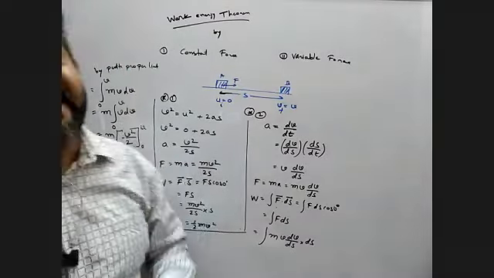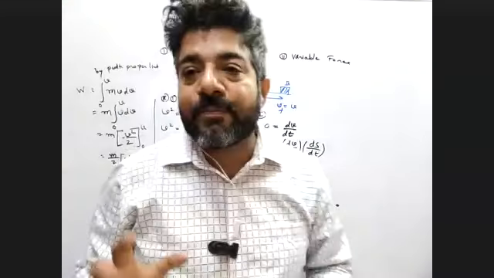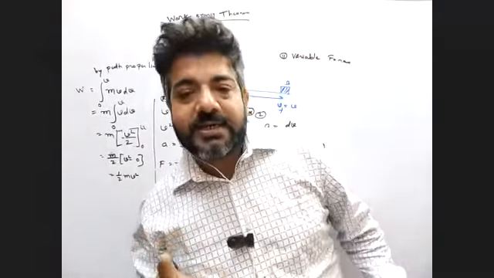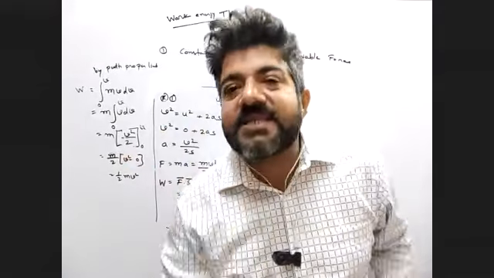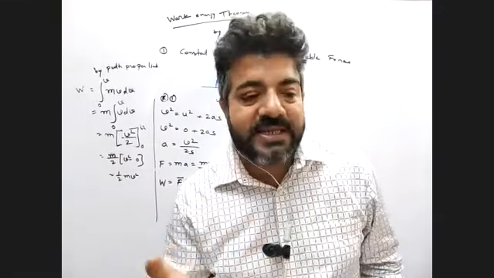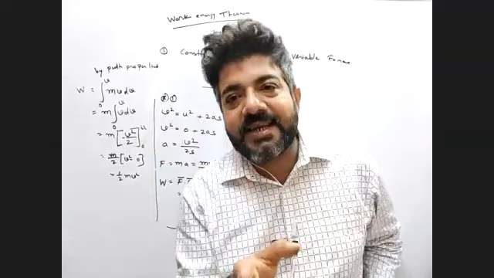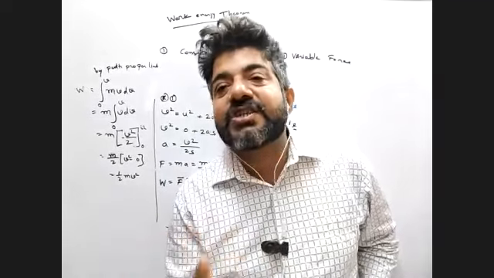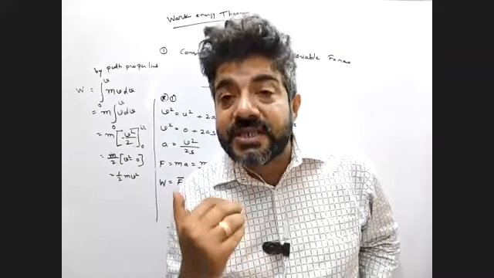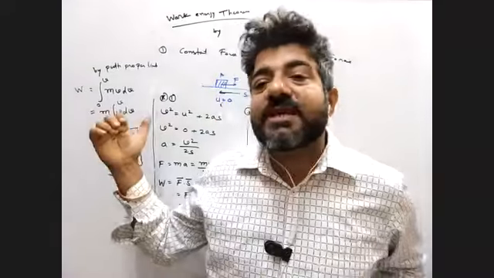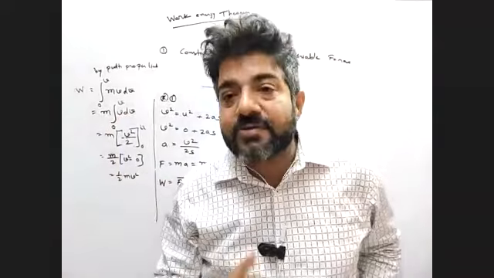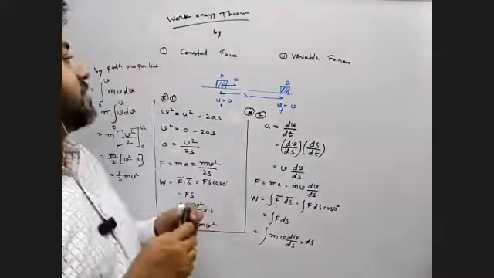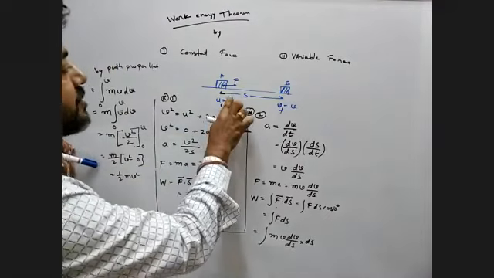Now in the work energy theorem, we have to prove that the total work done is equal to the change in kinetic energy. So what do you mean by change in kinetic energy? Final kinetic energy minus initial kinetic energy. That means your initial velocity is not 0 this time. The previous one had initial velocity 0, but this time your initial velocity is not 0. Suppose the initial velocity is u.